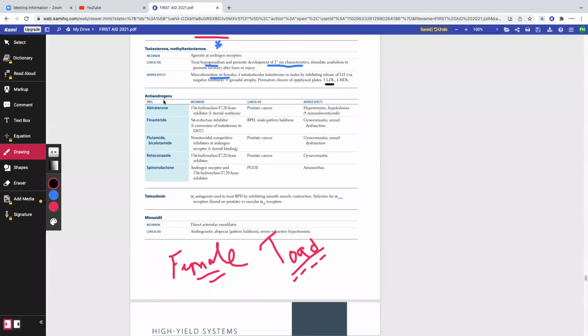Anti-androgens. The drugs that are important are finasteride, spironolactone, and flutamide. Let's talk about these three drugs first. Finasteride, we know that it's a 5-alpha reductase inhibitor. We give it for BPH and male pattern baldness.